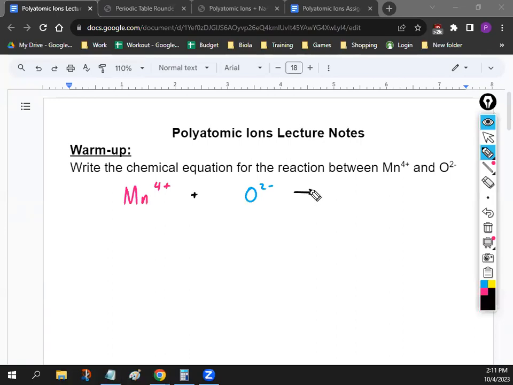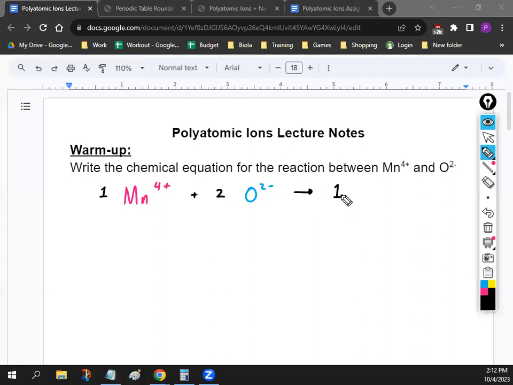If you remember, we want to balance out the positive and the negative charges. If you take a look at this, hopefully you're able to see that you need 2 oxygens in order to balance out one of these, right? Because if you have 2 oxygens, you have O2- twice, and that'll balance out the positive 4. So we're going to put a 2 in front of oxygen and a 1 in front of Mn. The reason we do that is to balance out the positive 4 with negative 4. It's pretty much what we've been doing.